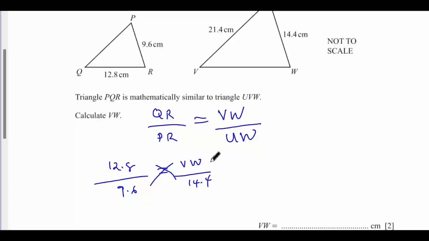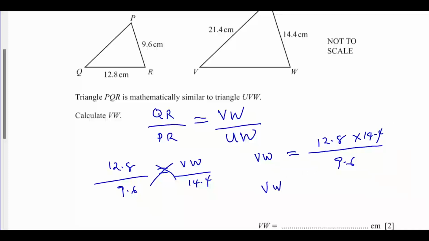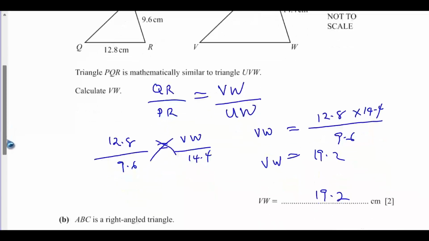If you cross multiply, we're going to have VW times 9.6, but of course I'm going to use that to divide both sides, so I can have 9.6 here, then multiply 12.8 by 14.4. If you do this, VW should give you 19.2. You have 19.2 centimeters here.